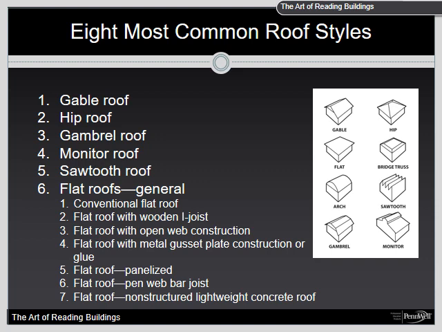The 8 most common roof styles, in no particular order, are gable, hip, flat, bridge truss, arch, sawtooth, gambrel, and monitor. Let's start with the gable roof. A gable roof is perhaps the most popular style of roof in the United States, as there are literally millions of residential single-family occupancies with a simple to construct and attractive roof.